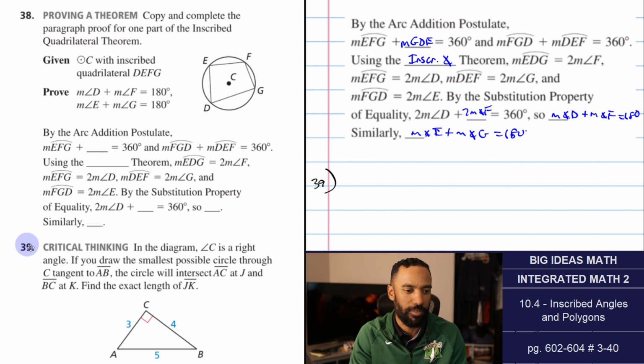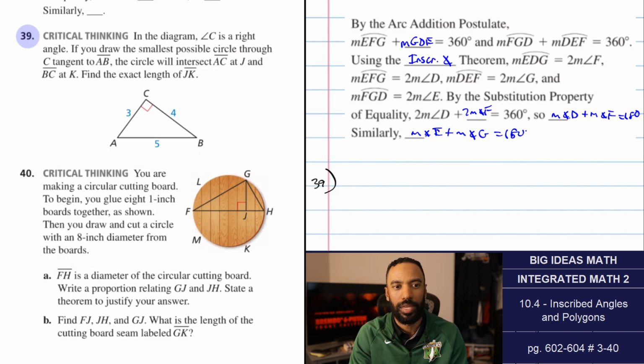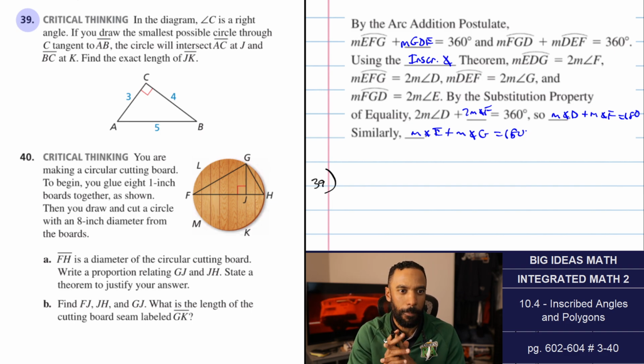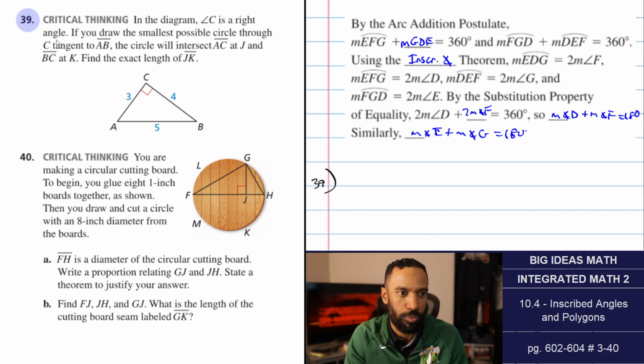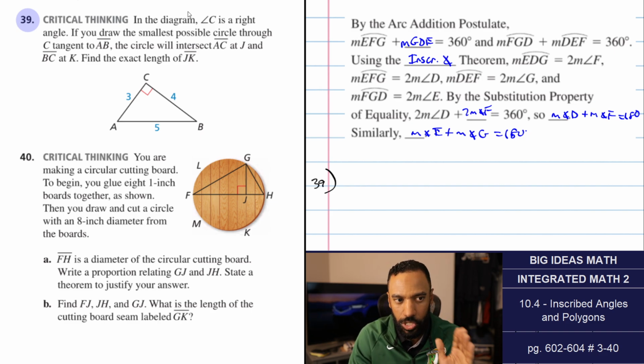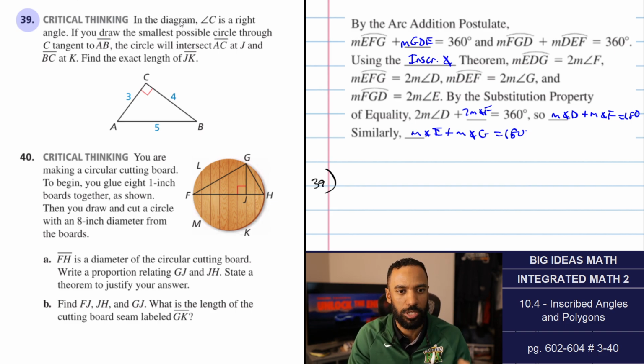All right, two more questions. We have number 39 on critical thinking. In the diagram, angle C is a right angle. If you draw the smallest possible circle through C, tangent to AB, the circle will intersect AC at J and BC at K. Find the exact length of JK. C is a right angle. If you draw the smallest possible circle through C, tangent to AB.